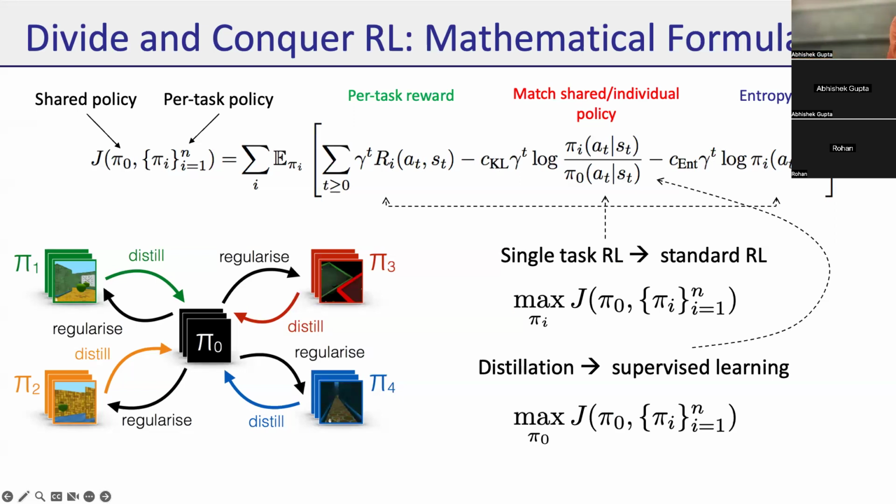So I think this pi naught is going to take in your task ID or your omega. Good question.